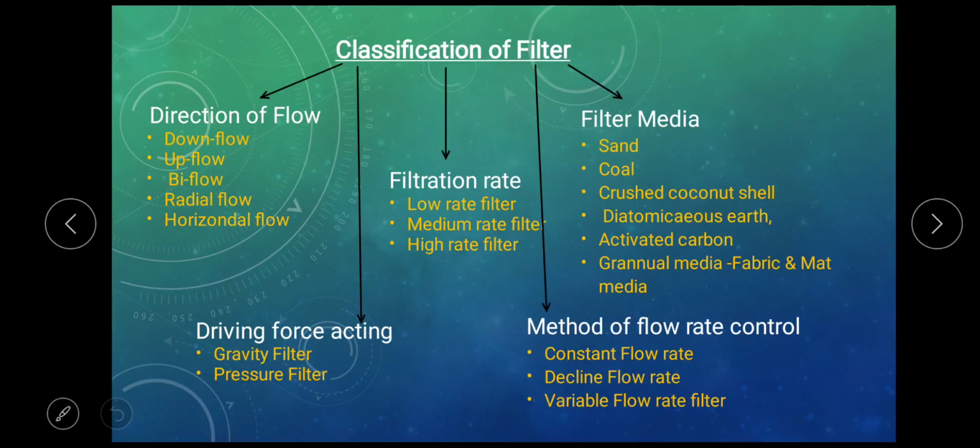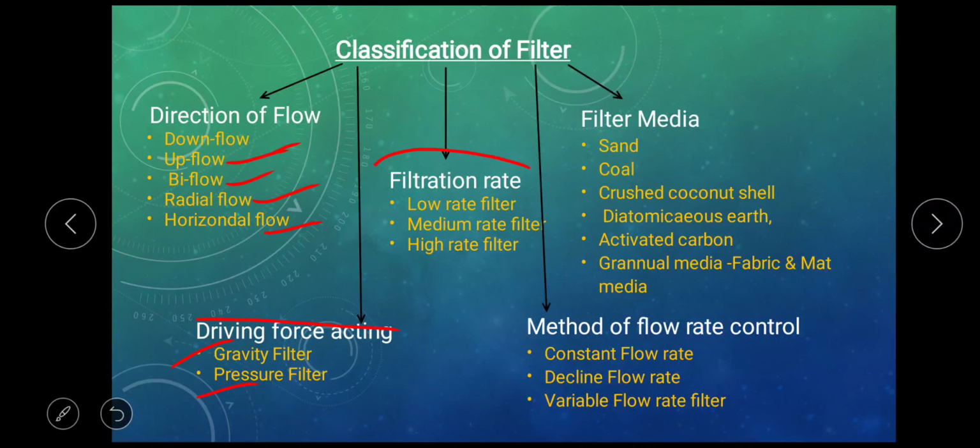Now let's discuss classification based on the direction of flow. A filter may be a downflow filter, upflow filter, biflow filter, radial flow filter, or horizontal flow filter. Based on the force acting, it may be a gravity filter or a pressure filter. Pressure filters are those where we apply extra force to flow the water through the sand media. In gravity filters, we utilize gravity force to flow the water through the sand media.